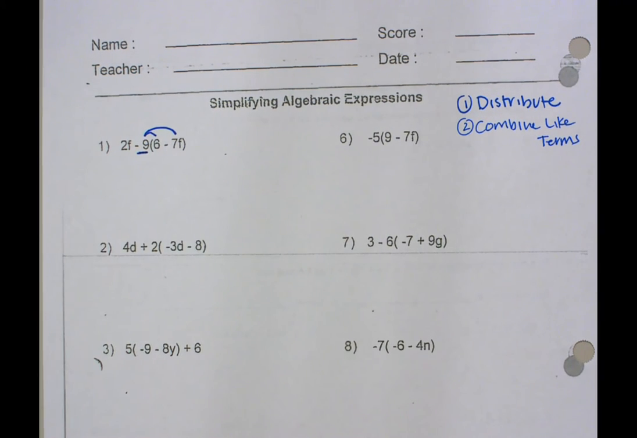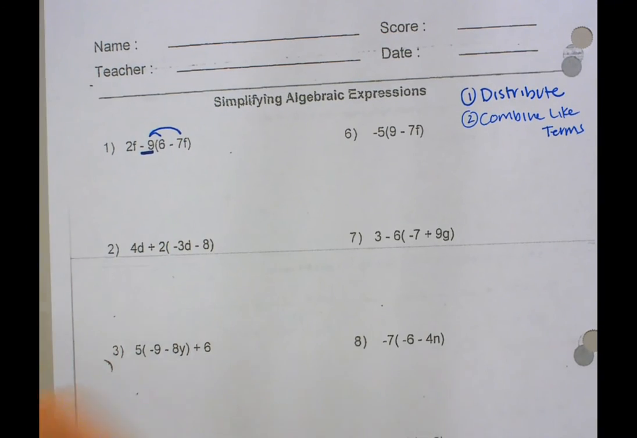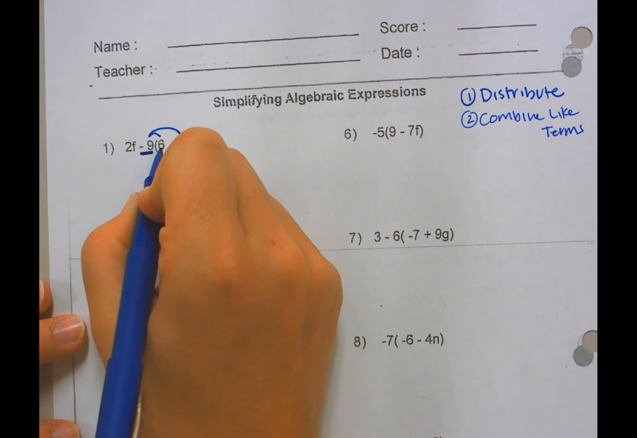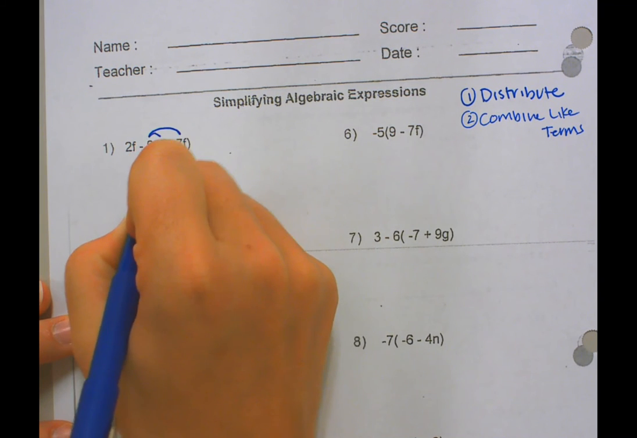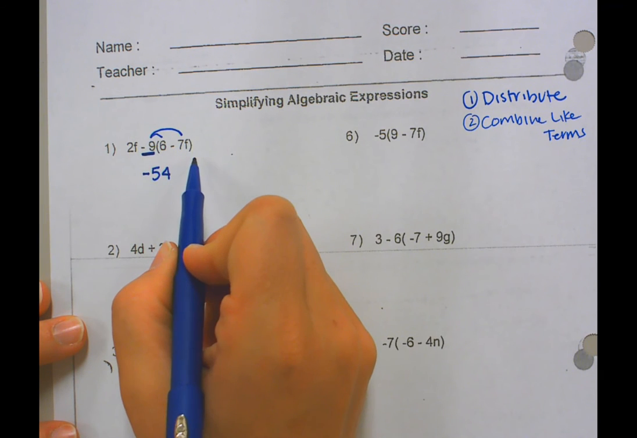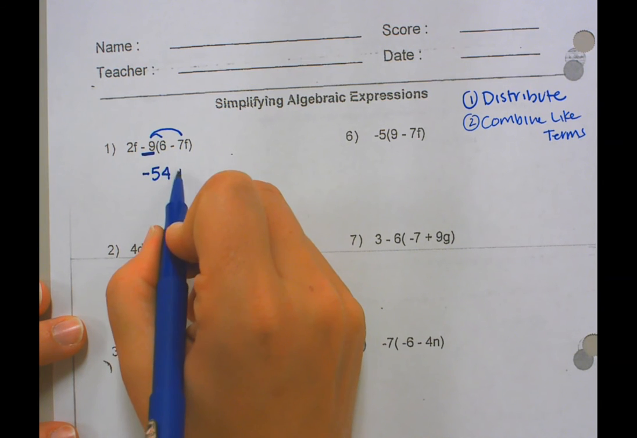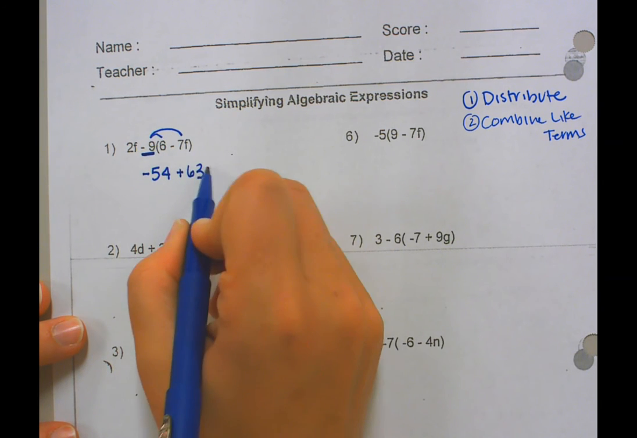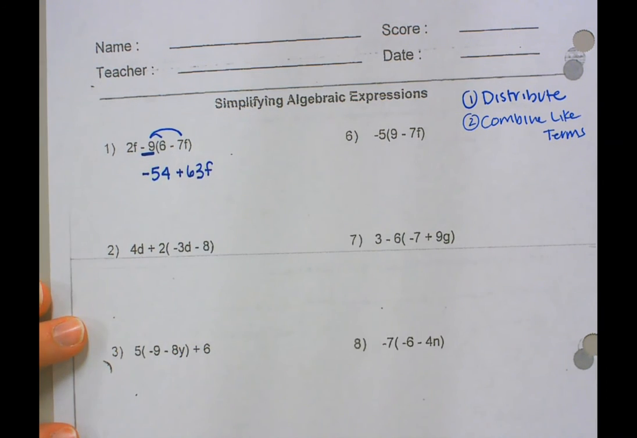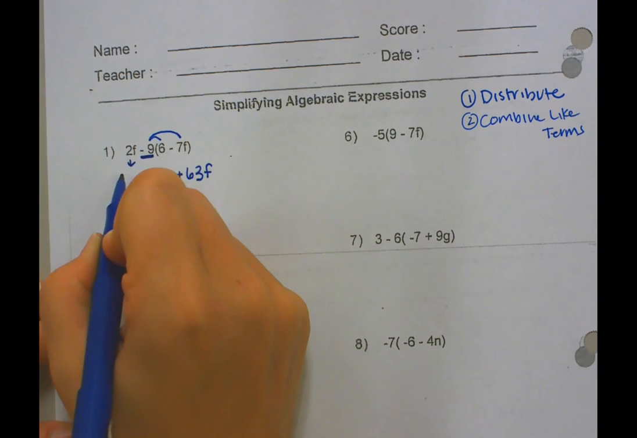So if we look at number 1, I am going to distribute a -9. I'm going to take that sign with me into both of those terms. So I'm going to have -9 times 6, which would give me -54. And then I have -9 times -7f. So -9 times -7 would give me +63, and then I have one f in that problem. So it's +63f, and then I just have to bring down what I haven't used yet.